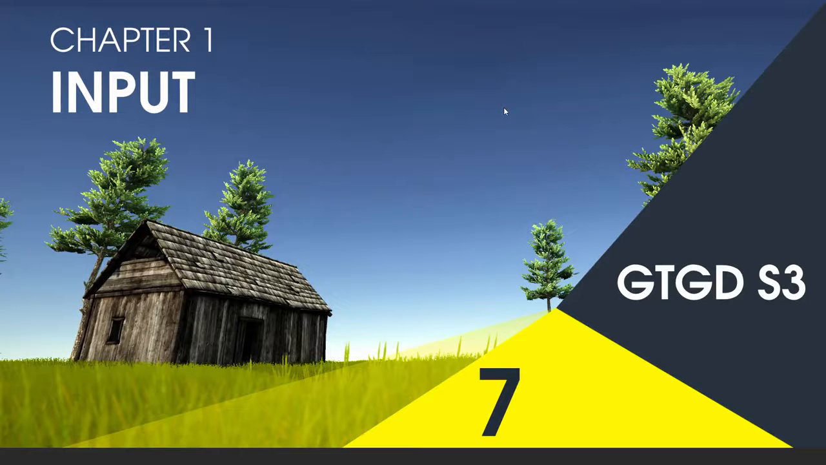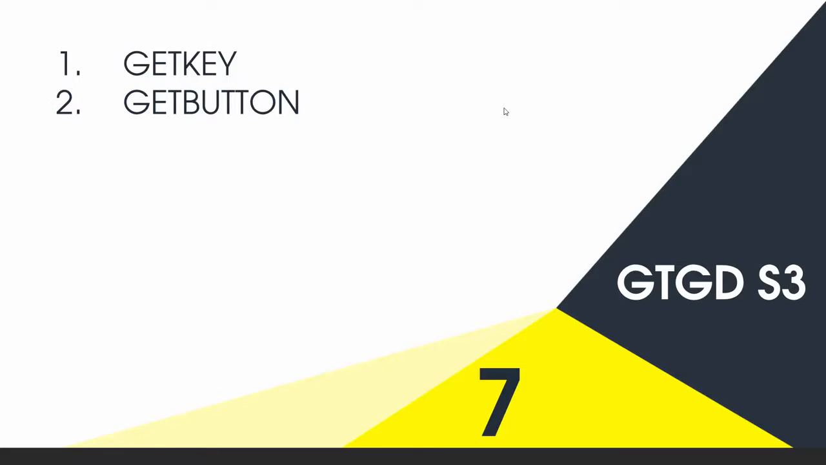Welcome to video 7 of series 3, and in this video I'll go over player input. And of course your player needs some way to interact with your game, and input is the most obvious way. I'll show two ways of doing it. One is get key and one is get button.